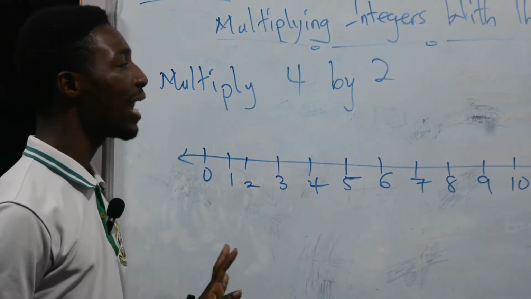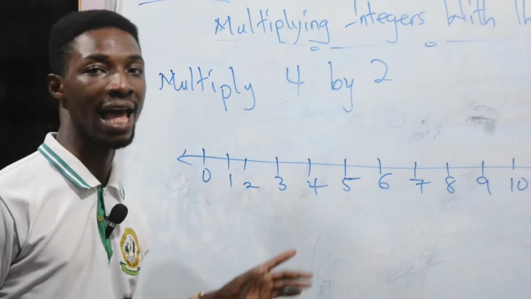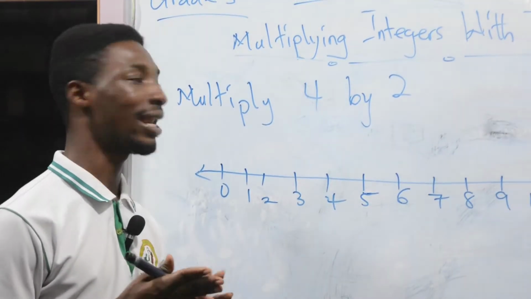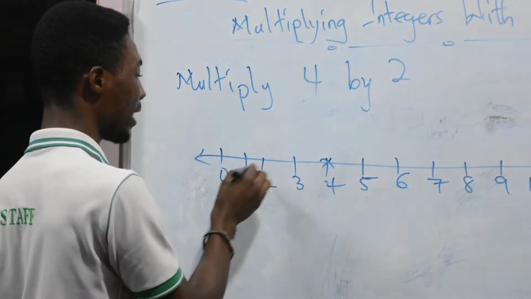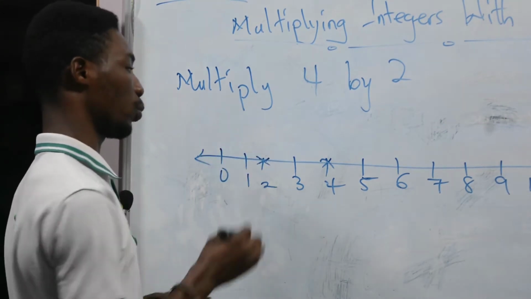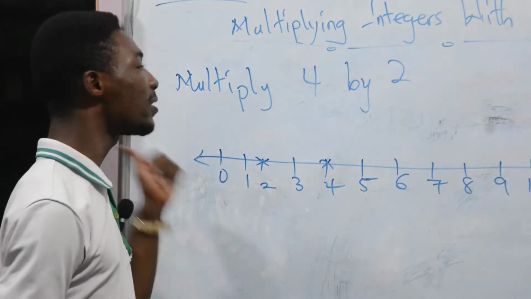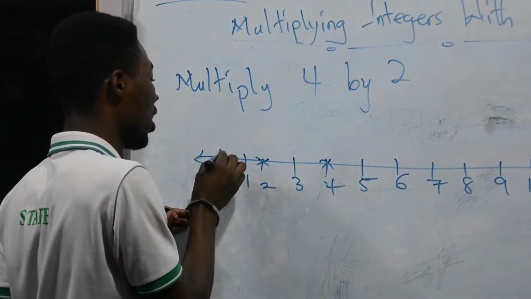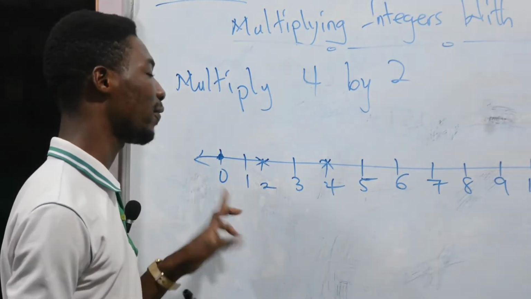After drawing your number line, the next thing to do is to mark out the numbers you are going to multiply on the number line. I'm going to multiply 4 by 2 on the number line, so I have to mark out 4. So this is 4. And 2. This is 2. What you are going to do after marking your numbers is that you are going to start jumping from 0. Always, no matter the magnitude or the size of your numbers, you start jumping from 0.